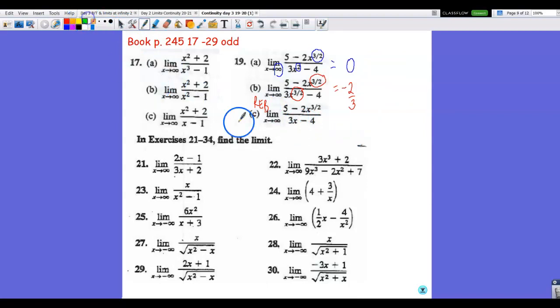In letter C, we have a degree of 3/2 in the numerator and a degree of 1 in the denominator. So we have a top-heavy function. Therefore, there's no horizontal asymptote. There's a slant asymptote. So the limit does not exist because of unbounded behavior.